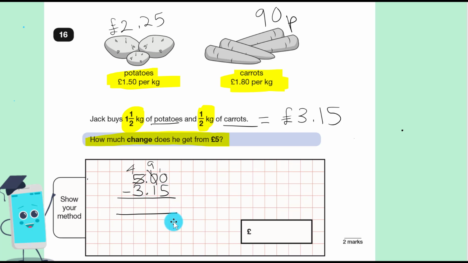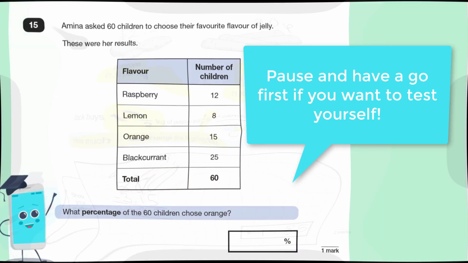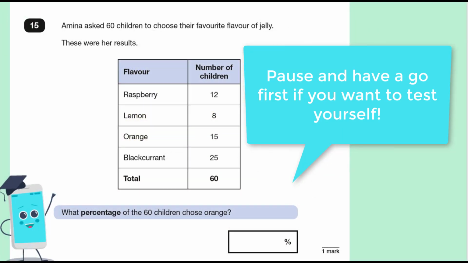1 take away 5 is 5. 9 take away 1 is 8. And 4 take away 3 is 1. Not forgetting my decimal point. My answer is that the change is £1.85. Question 15 is linked to the Year 5 National Curriculum.